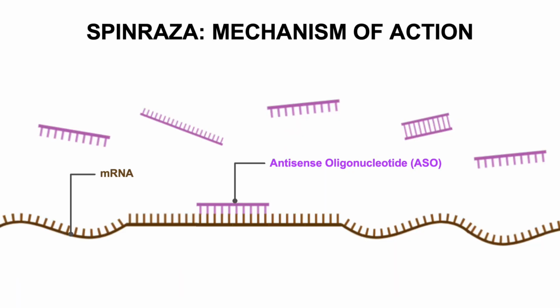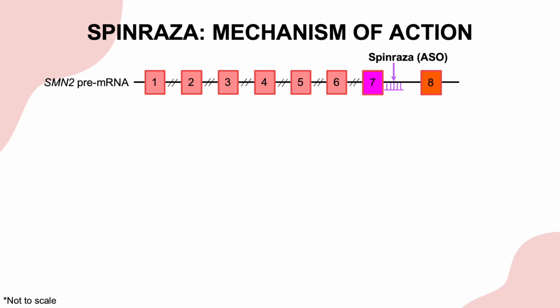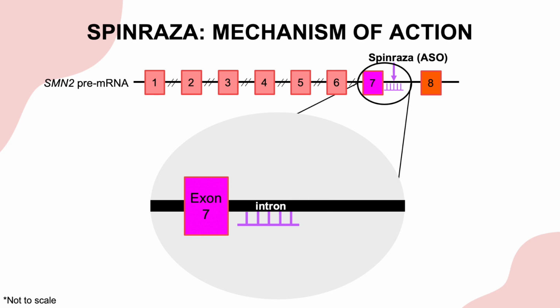Spinraza is an antisense oligonucleotide, defined as a short single-stranded DNA molecule that interacts with messenger RNA to prevent translation of a targeted gene. The binding of Spinraza is sequence-specific, attaching to a downstream area of exon 7 in the SMN2 pre-mRNA. As depicted in the figure, this area is an intronic silencing sequence that regulates the splicing of SMN2's exon 7. Spinraza contains the DNA sequence complementary to this region to enable efficient binding.